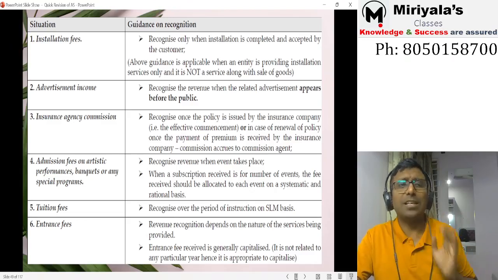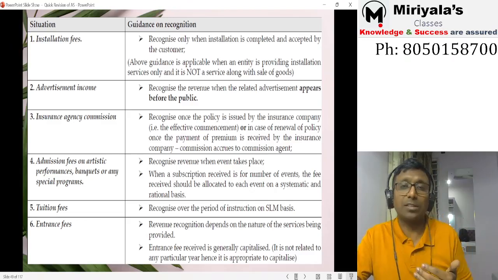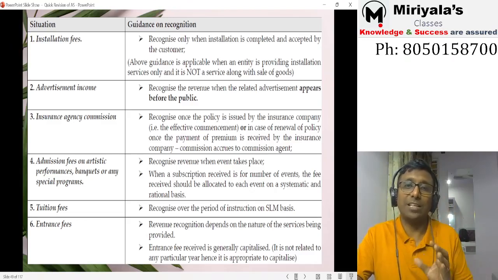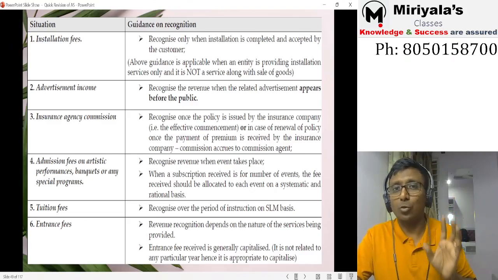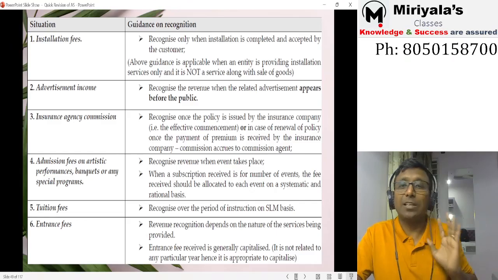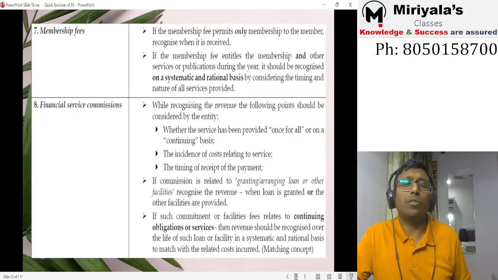Tuition fees. Generally, SLM method will be done. Entrance fees. If you're joining a school and you pay money as a donation or something, that should go to capital reserve, that should not go to profit and loss as revenue recognition. But if it is the normal yearly fees, that should go, and that also will be based on the SLM basis. That is again basically nature of services involved.